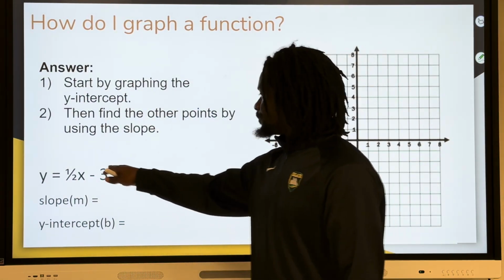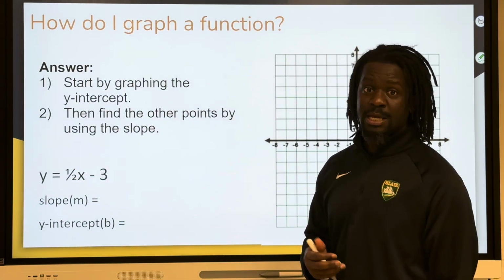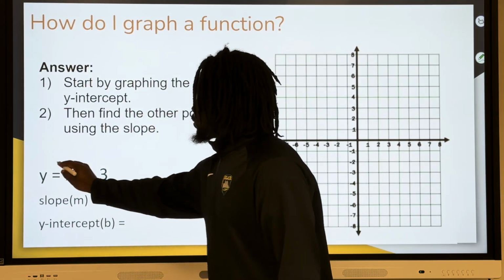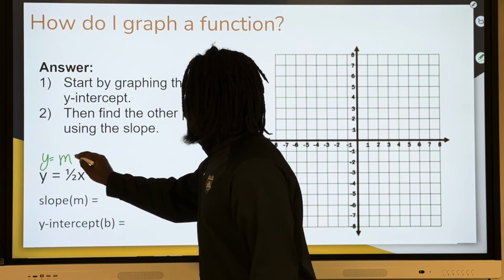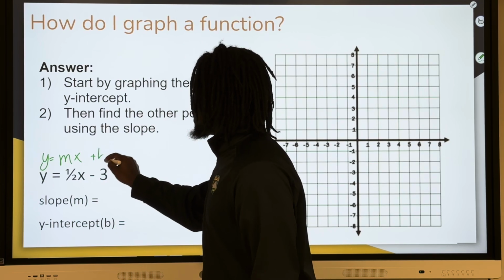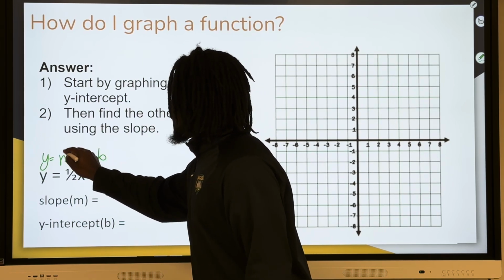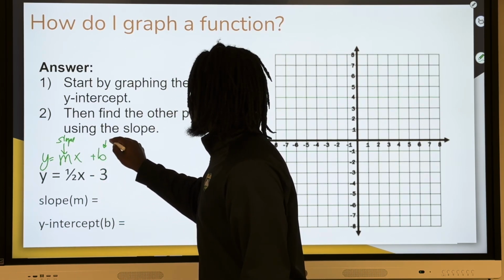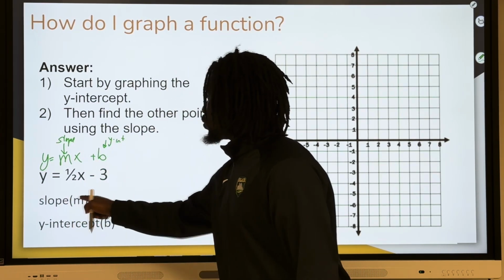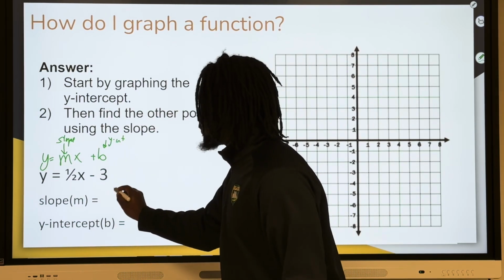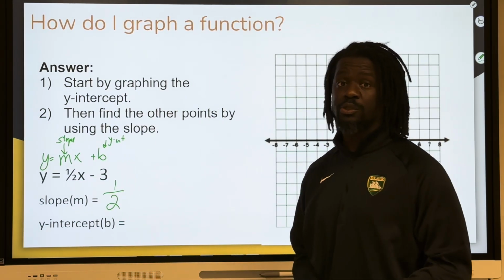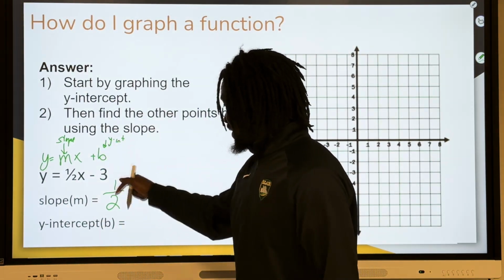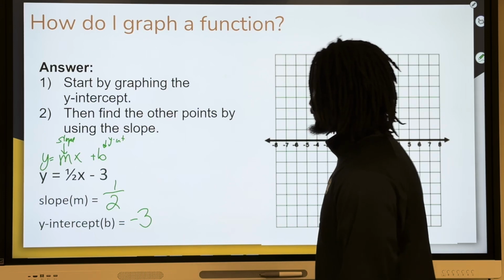So this is my equation in slope-intercept form. You have to remember this: y equals mx plus b, where m is the slope and b is the y-intercept. So what is my slope? My slope for this equation is 1/2. What is my y-intercept? It's the b, which is -3.